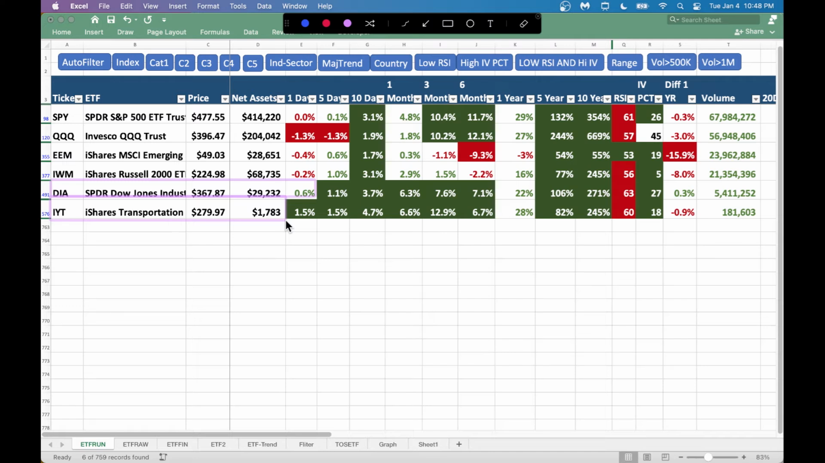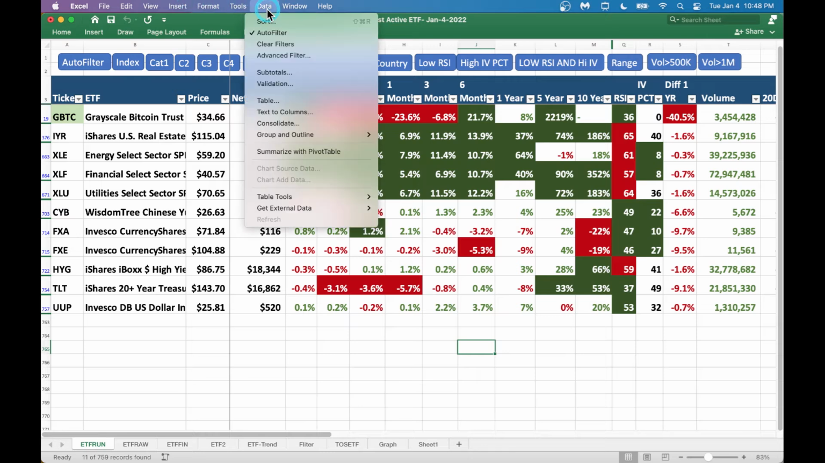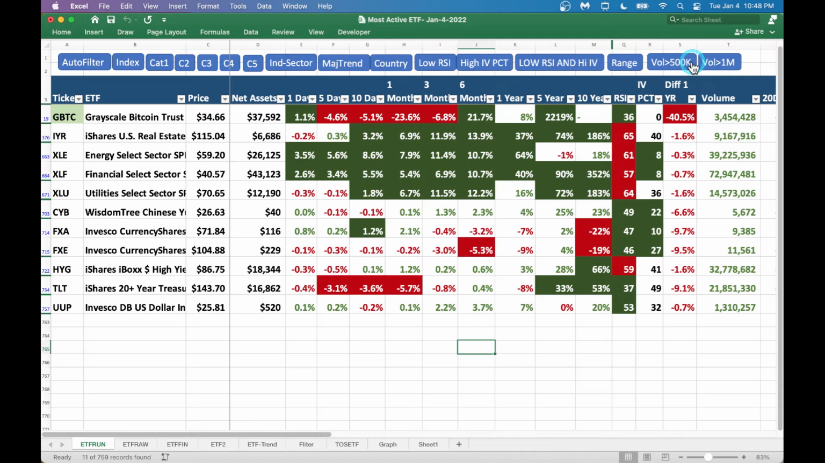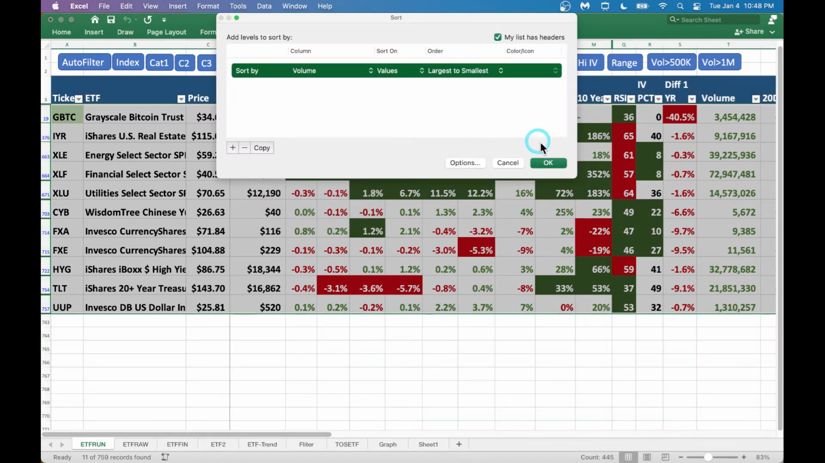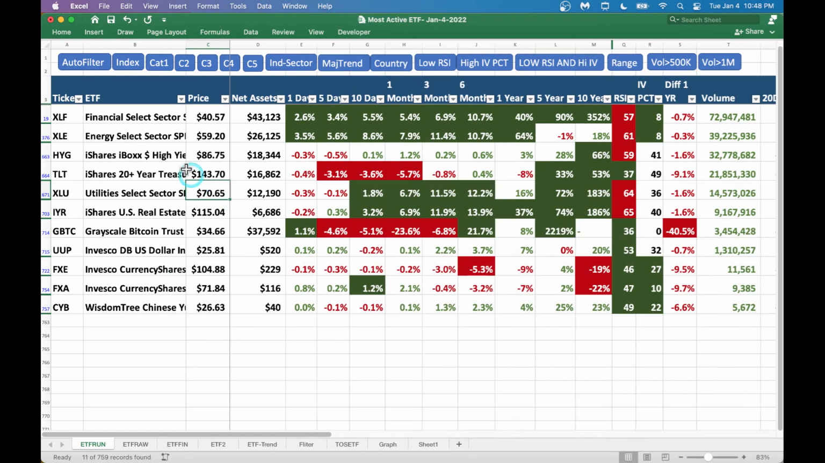So that's what is going on. Let's look at a couple more sectors here and go from there. Let's look at category 2 here. So in the category 2, let's also sort this by volume here.